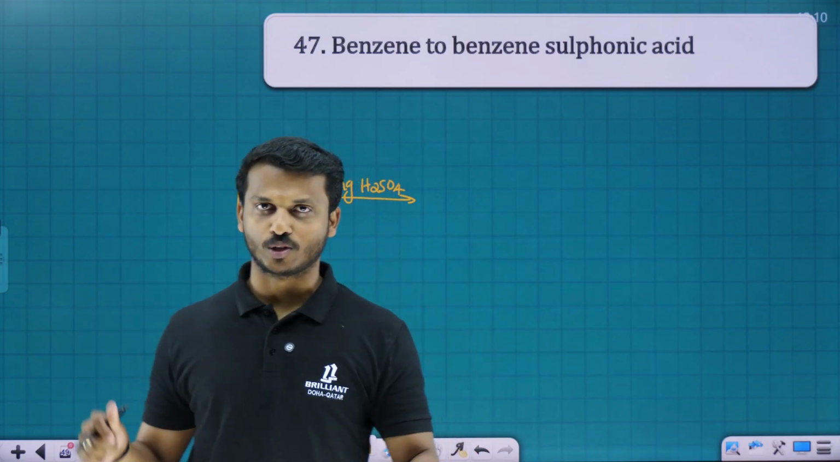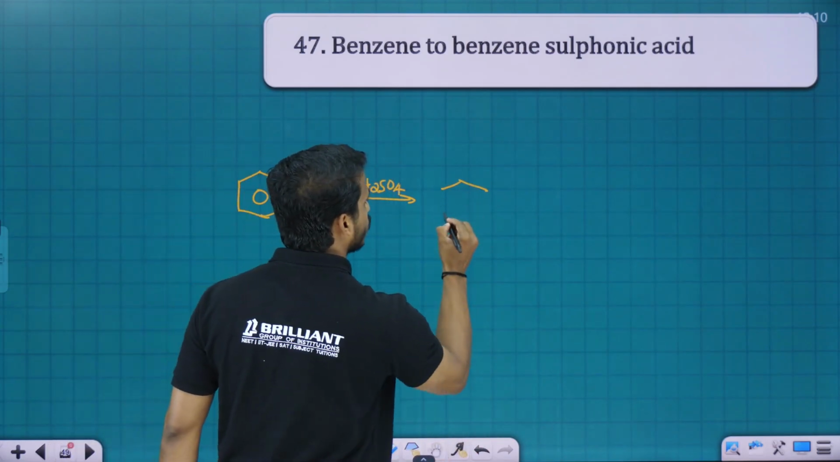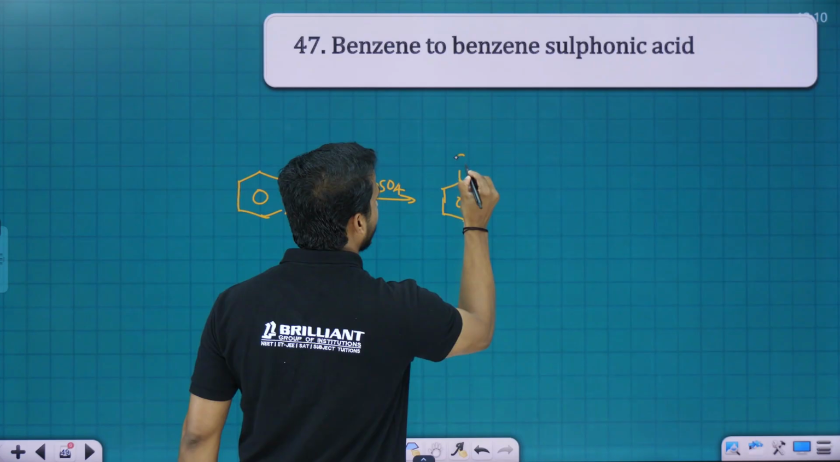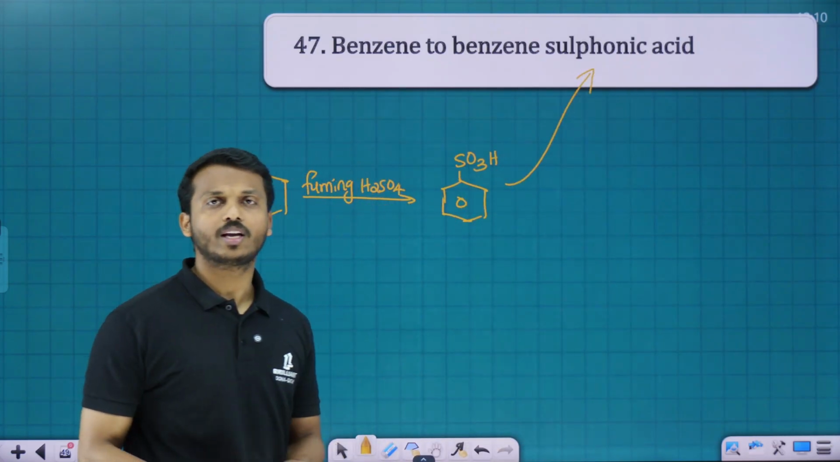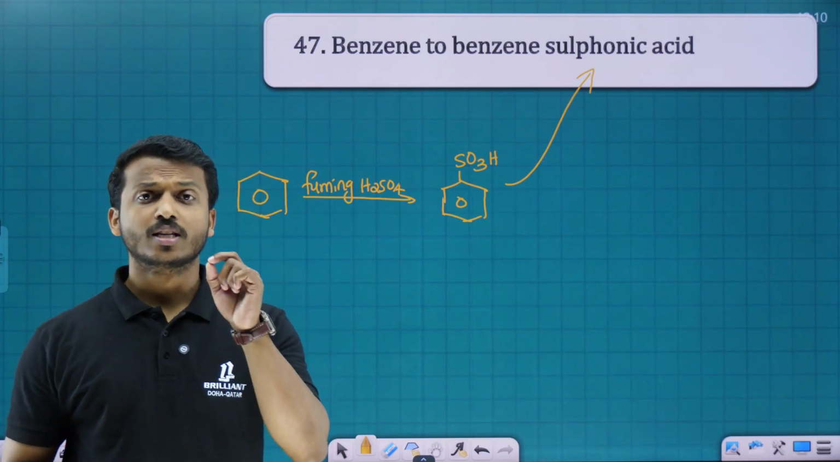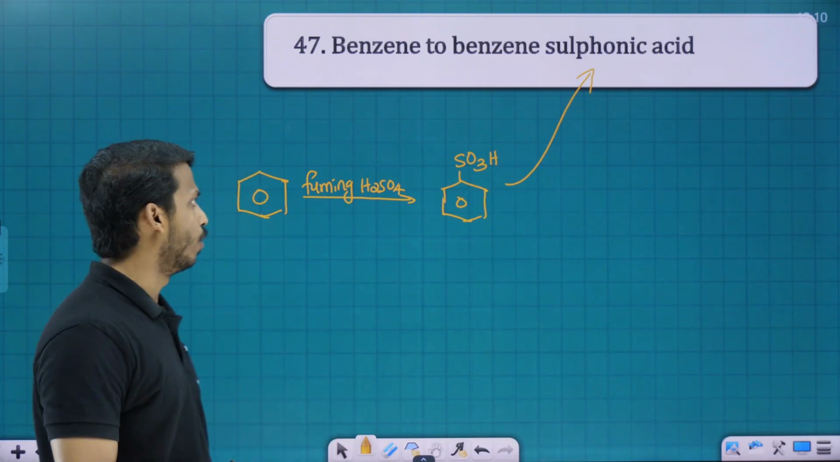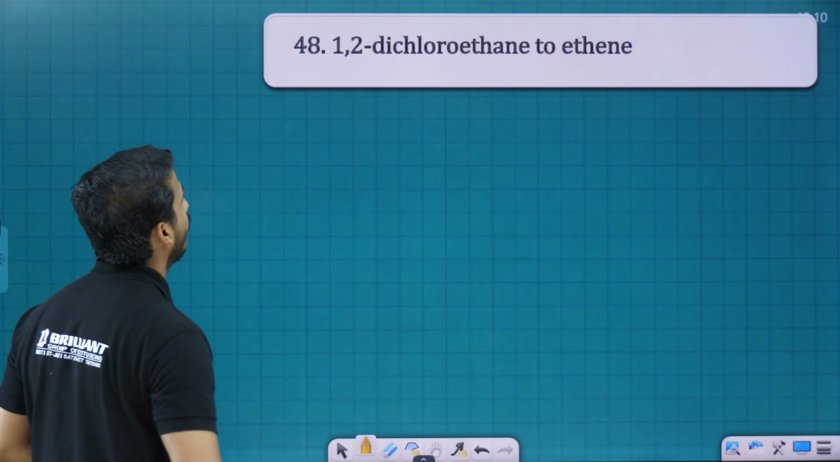For sulfonation, it is only fuming H2SO4. You will get which group on benzene? Benzene with SO3H. This is known as benzene sulfonic acid. So benzene on sulfonation gives benzene sulfonic acid. Benzene with SO3H. Next one.